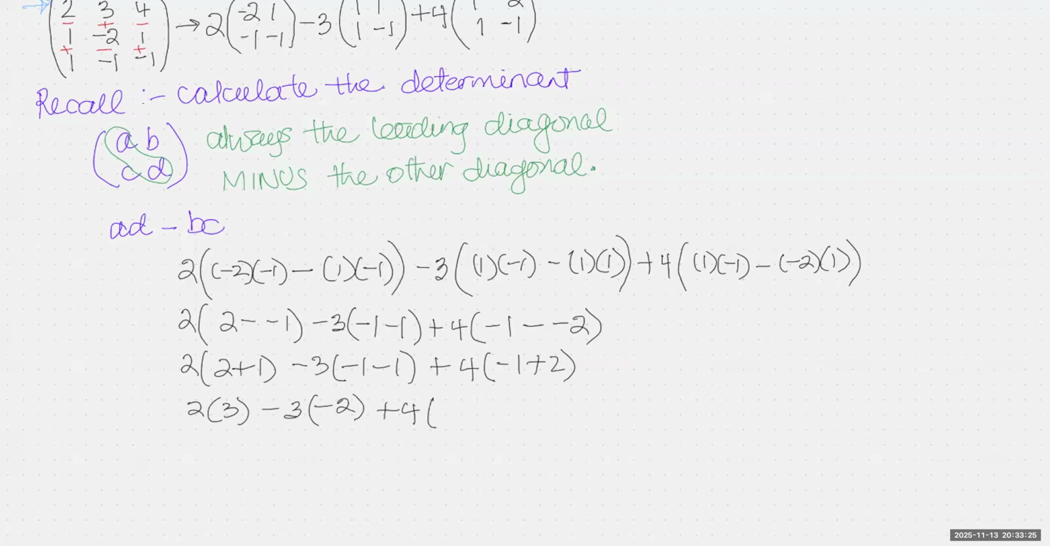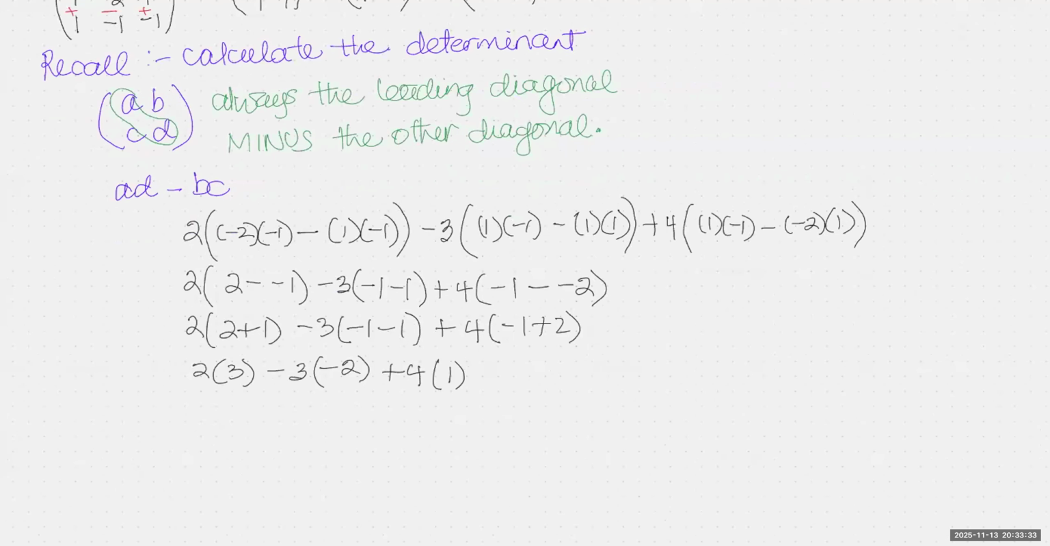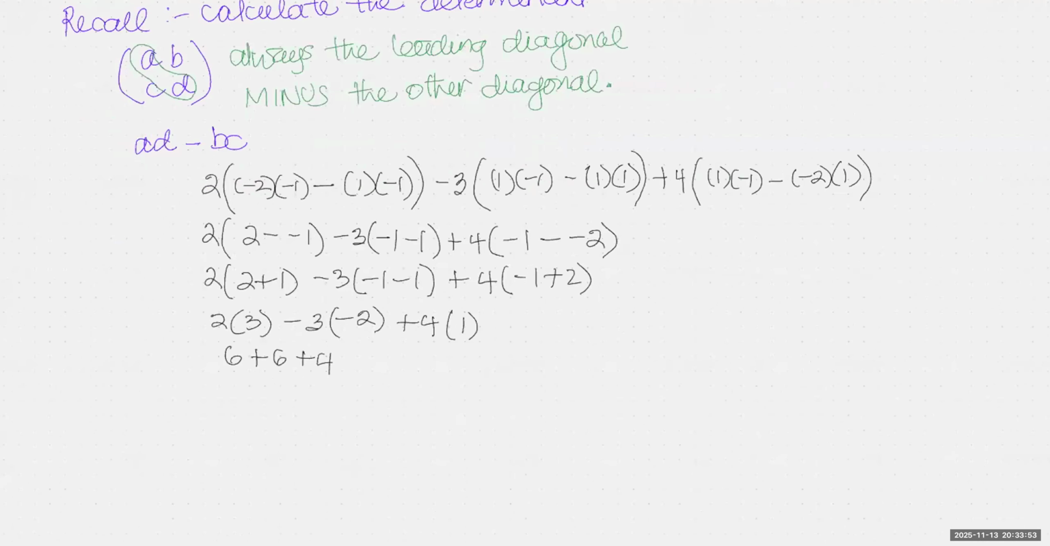What is 2 times 3? Six. What is negative 3 times negative 2? Positive 6. What is 4 times 1? 4. What is 6 plus 6? 12. What is 12 plus 4? 16. So again, the triangle, the symbol for the determinant, is equal to 16.